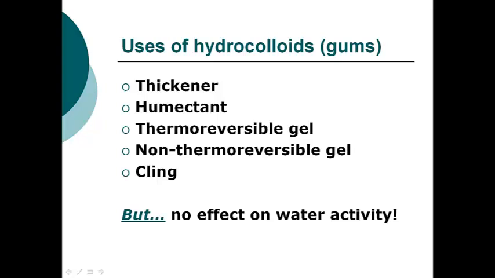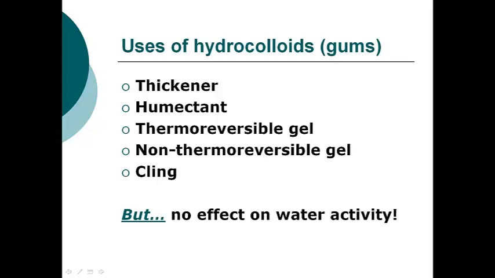Gums are also used when you need a thermo-reversible gel. This is a gel that melts with heat and is characteristic of water or dairy-based gel desserts, canned meats like ham, and some confections. Gums are also used when you want non-thermo-reversible gels. In this case, the gel structure is retained even with heat. Uses include jams and jellies, gelled confectionery products, and restructured meat products.